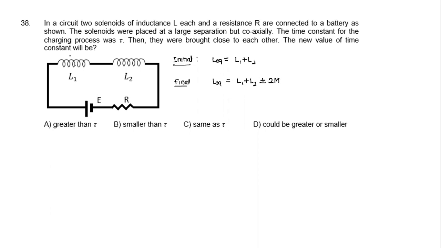Why this plus minus? Depending on how the windings are. If the windings are such that the fields created are in the same sense, plus sign. If the windings are such that the fields created are in the opposite sense, minus sign. We don't know whether the windings are in the same or the other direction. So what will happen if we don't know this? The new value of L can be greater than or smaller than the initial value. And since the L value can become greater or smaller, the time constant also could be greater or smaller. So this depends on the direction of winding.